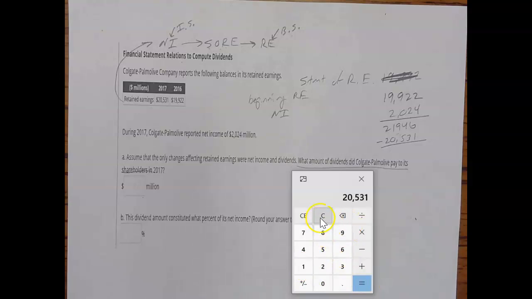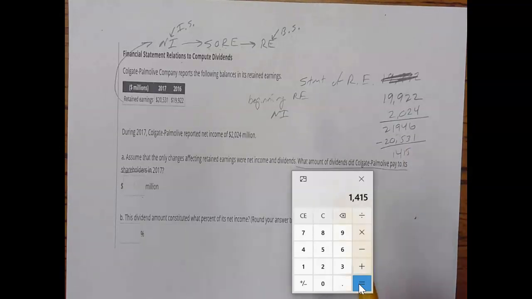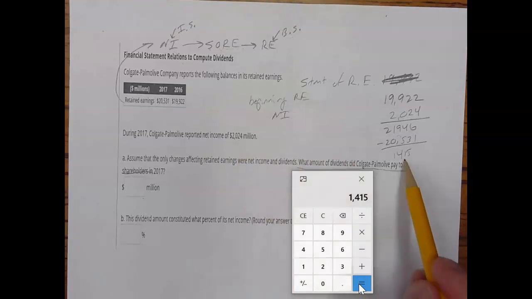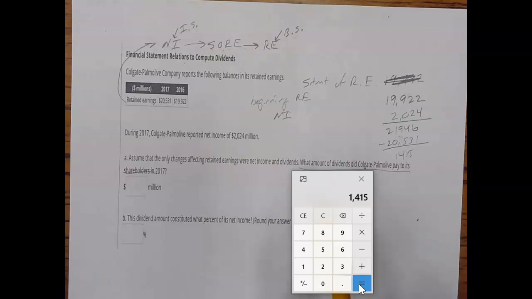Let's see here now. What did I do? Let's clear that out. I think I was right: 21,946 minus 20,531 gives us 1,415. So what we're saying here is that the company made $2,024 million. They paid out $1,415 million in dividends, and then the rest went over to the balance sheet to retained earnings. And just by math, that's 531 plus 78, about 609 that went over to the balance sheet.